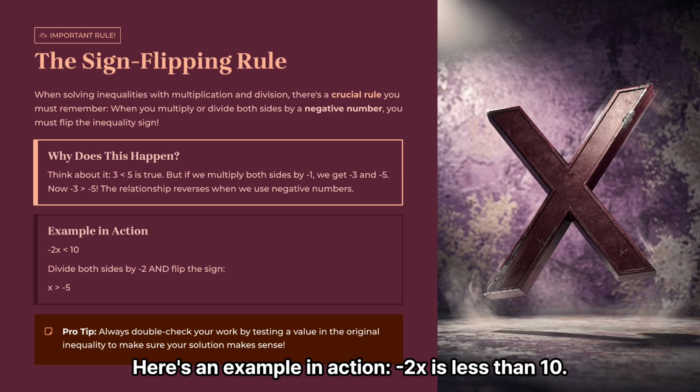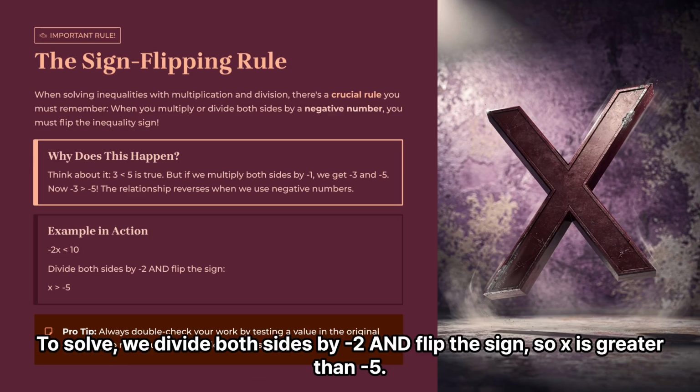Minus 2x is less than 10. To solve, we divide both sides by negative 2 and flip the sign. So x is greater than negative 5.